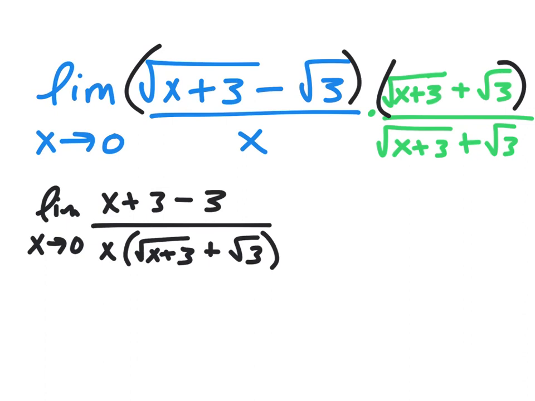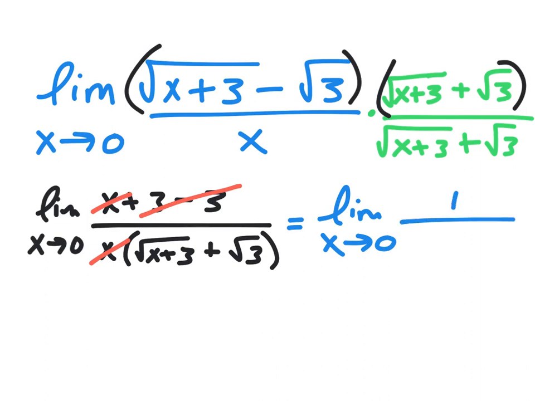Now I want to see if I can simplify anything. Notice in the numerator you have 3 minus 3, so I can go ahead and cancel those. Now I have x over x, so those cancel as well. Now that those are canceled, I'm going to rewrite what's left over. So I have the limit as x is approaching 0. There's an implied 1 on top since everything else is canceled out, over what I have in parentheses, root x plus 3 plus root 3.